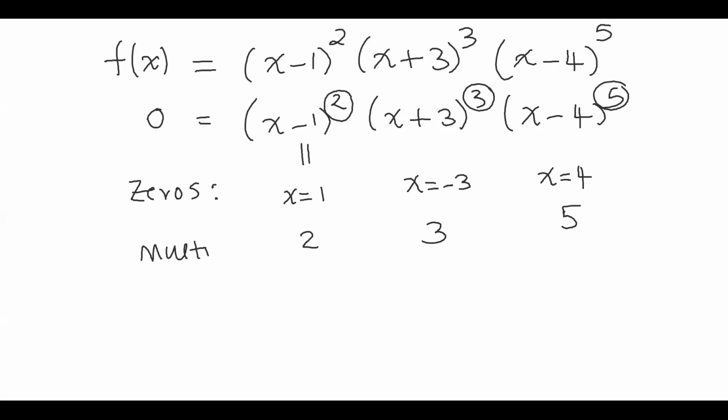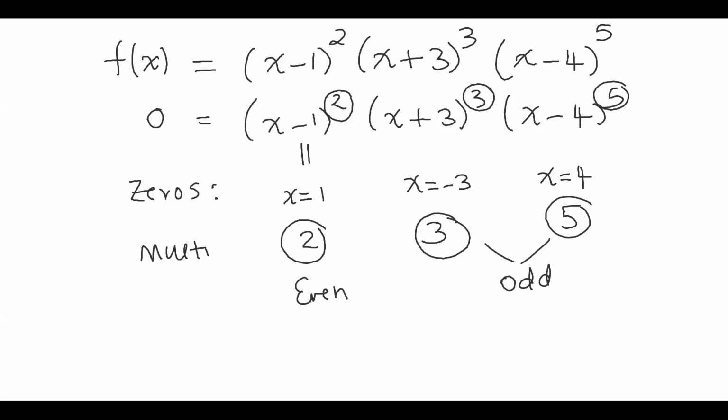Now, this multiplicity is even here, and these two are odd. So next, we're going to learn what happens to the graph if the zeros have even multiplicity. If this is even, then the graph touches the x-axis. Even means the graph touches the x-axis at x equals 1, because the zero is 1.